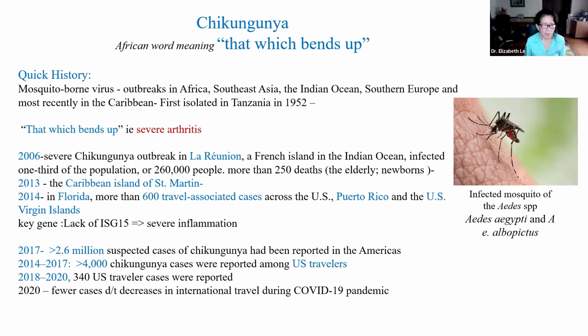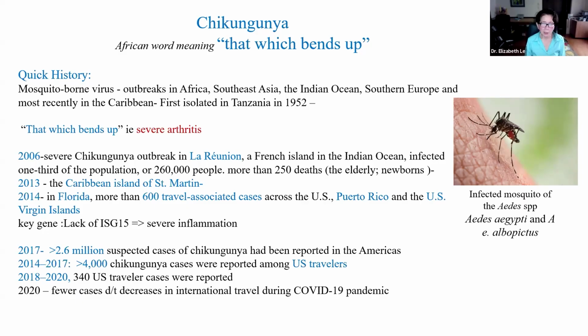In 2006, a severe chikungunya outbreak happened on the island of La Réunion, a French island in the Indian Ocean. It infected one third of the population of 260,000 people, with more than 250 deaths, mostly elderly and newborns. In 2013, the Caribbean island of St. Martin, and in 2014 in Florida, very close to home, more than 600 travel-associated cases across the US, Puerto Rico, and US Virgin Islands.